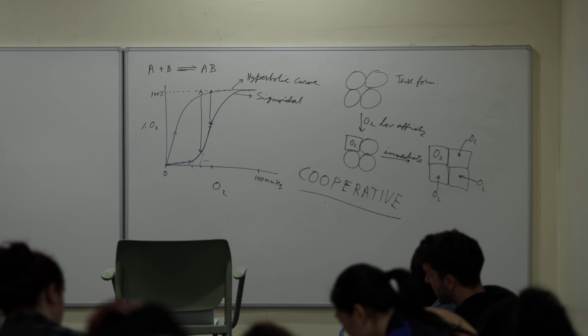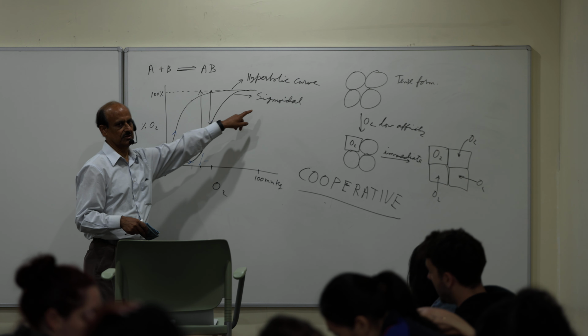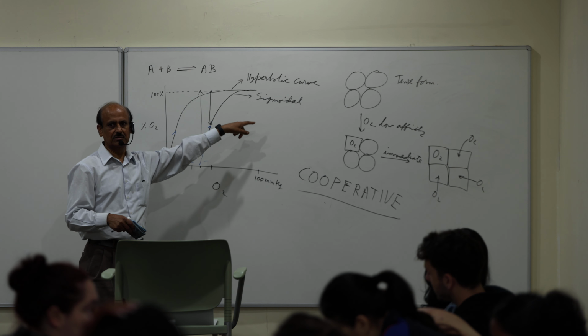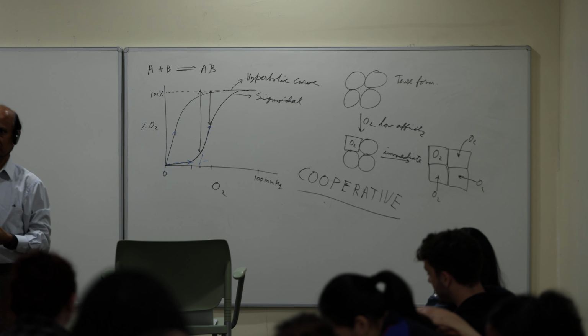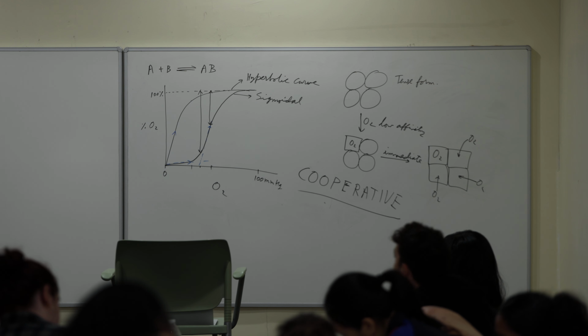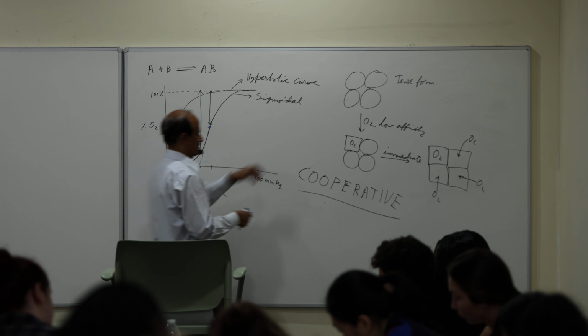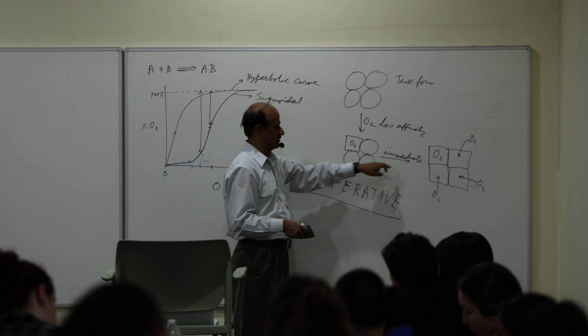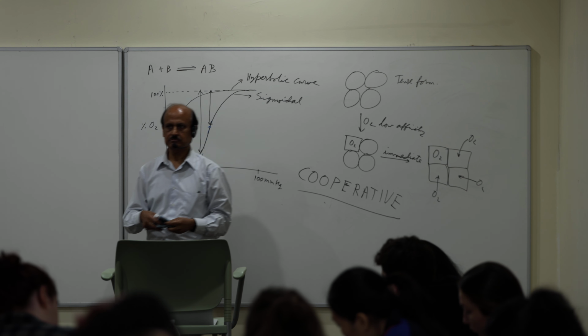And how do you tell something is cooperative? You tell that by this S-shaped curve. So a sigmoidal curve results from a cooperative process. Or you can say whenever you see a sigmoidal curve, it must be cooperative, or if it is cooperative, it must give you a sigmoidal graph. So this process again is sigmoidal or cooperative because initially it is slow, then it is very fast.